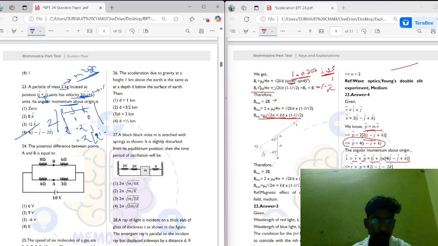Okay. If two bulbs whose resistances are in the ratio of 1:2, R1 to R2 equals 1:2, are connected in series, the power dissipated in the ratio P1 by P2, you have to calculate. The equivalent resistance will be equal to R1 plus R2, means 3R.